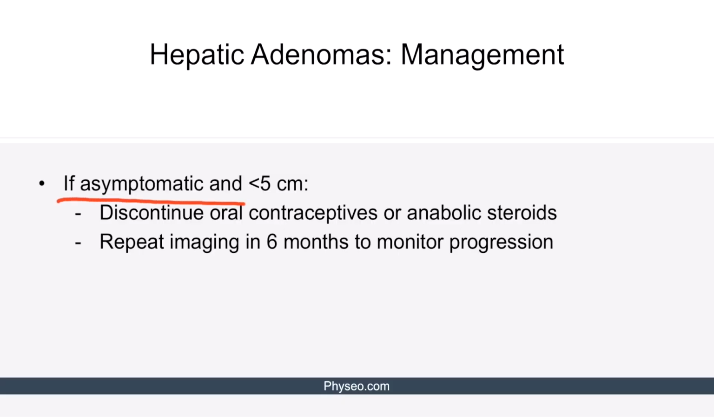If the patient is asymptomatic or the tumor is less than 5 centimeters, conservative treatment such as discontinuing oral contraceptive pills or anabolic steroids is usually enough. Imaging should be repeated in 6 months to monitor progression of the tumor.